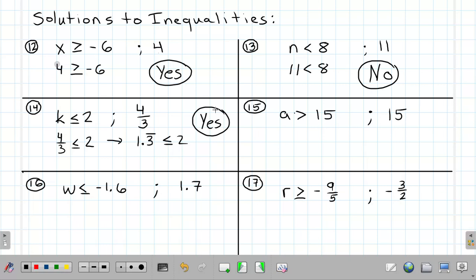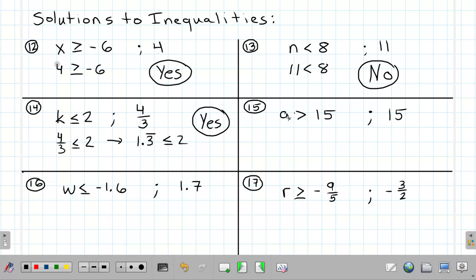Okay. So my hint to you on this one is, when in doubt, and you'll see it again down here with number 17, especially with a fraction, change that fraction into a decimal and then compare it with the number or numbers you need to compare it to.